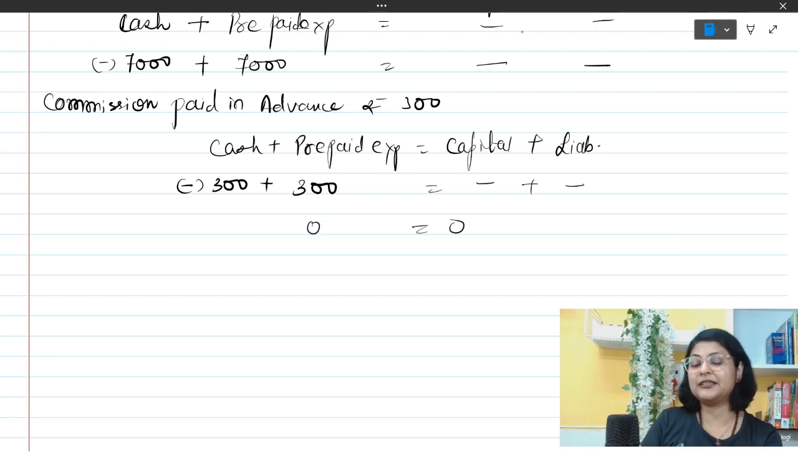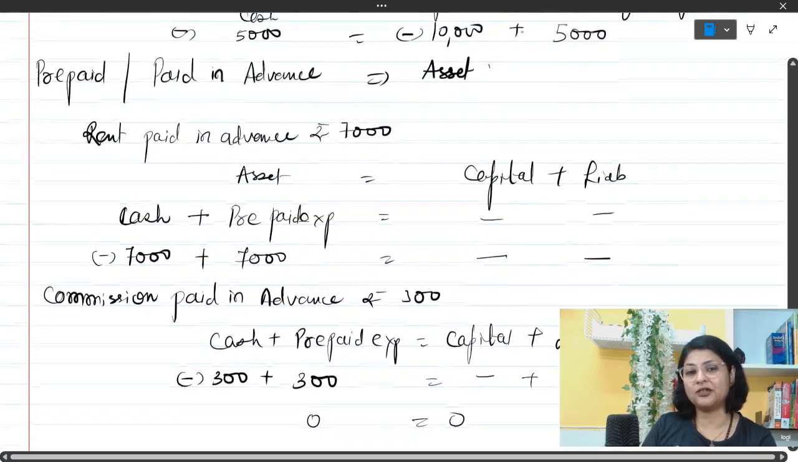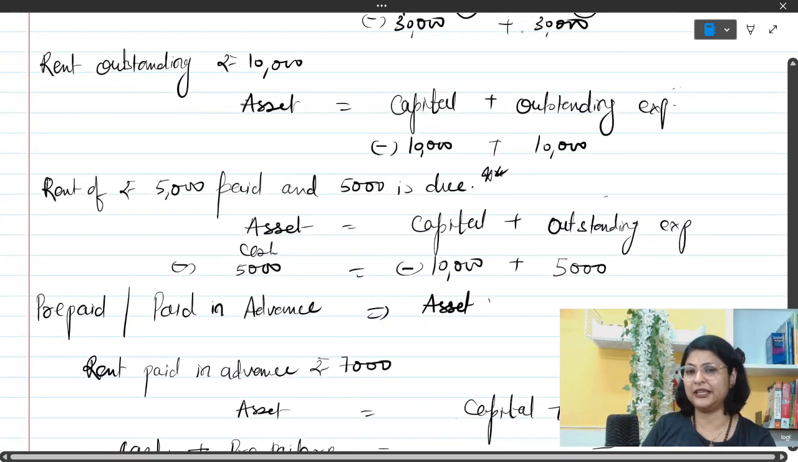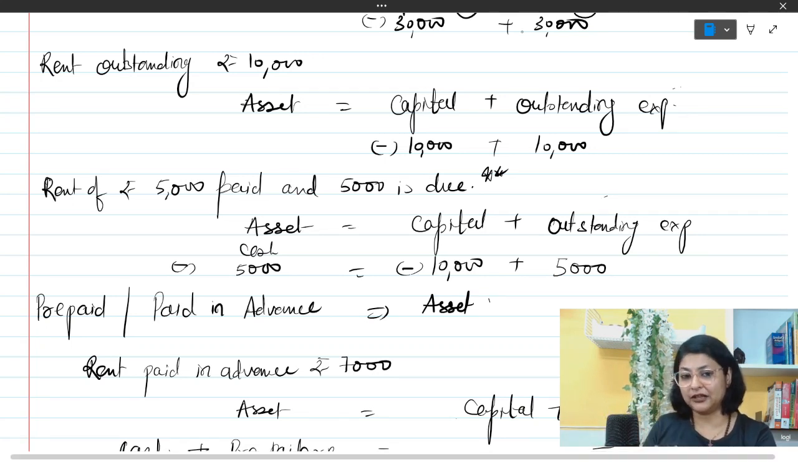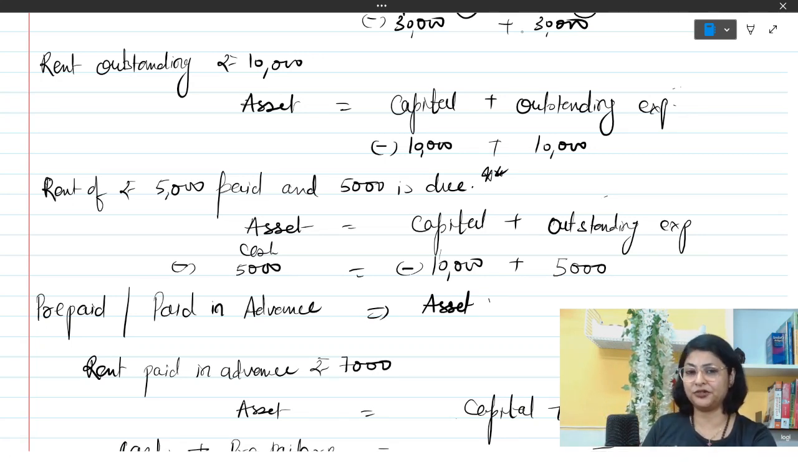So the rule is, let us revise what we did with the outstanding expenses. With the outstanding expenses, we are creating a liability. So the asset side will remain unaffected. In your capital, you are going to deduct the amount of outstanding expense, and you are going to create a new liability as outstanding expense and add it over there.